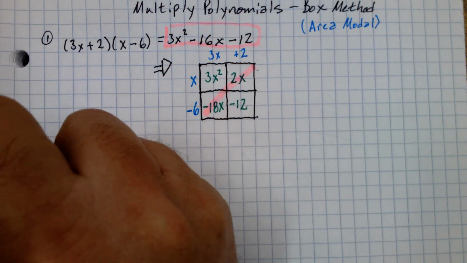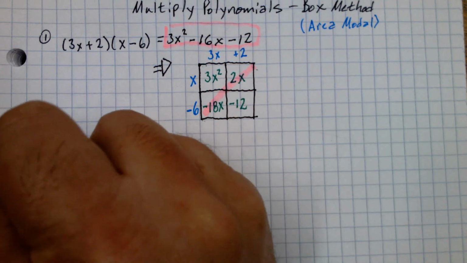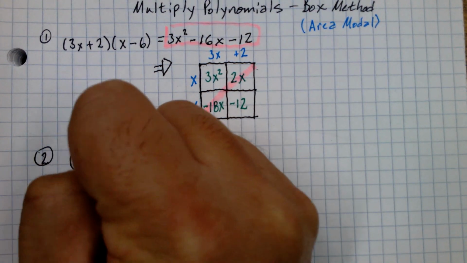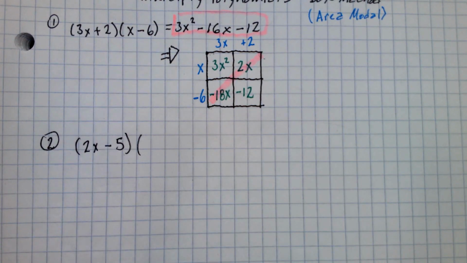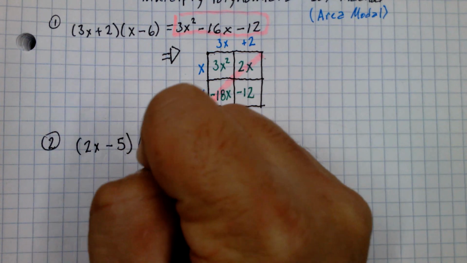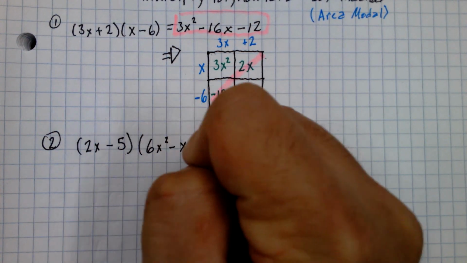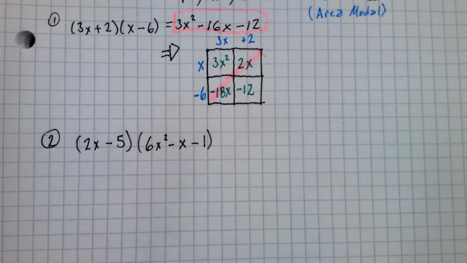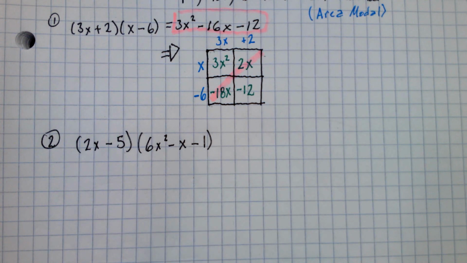So number 2. This time let's multiply 2x, take away 5, and then we're going to multiply that with 6x squared minus x minus 1. Okay? So we're multiplying a binomial times a trinomial. And we're going to see what we get.